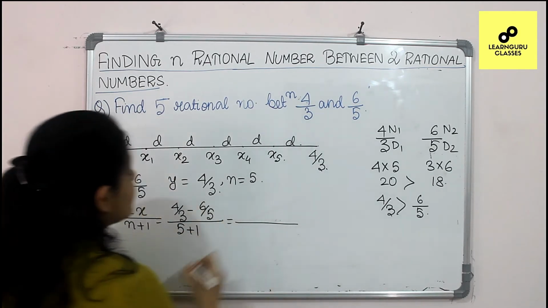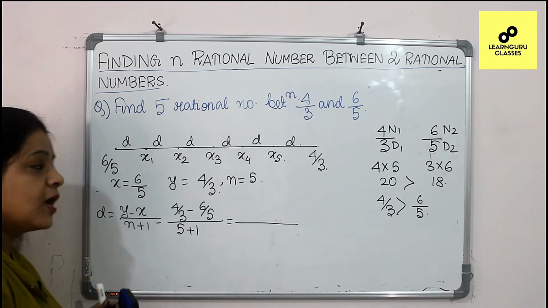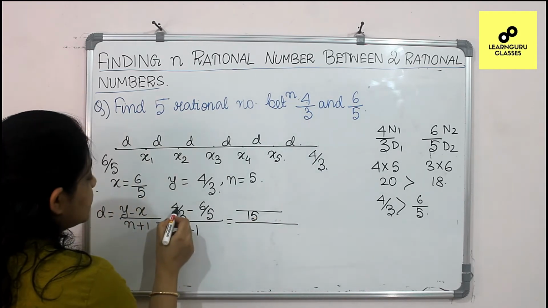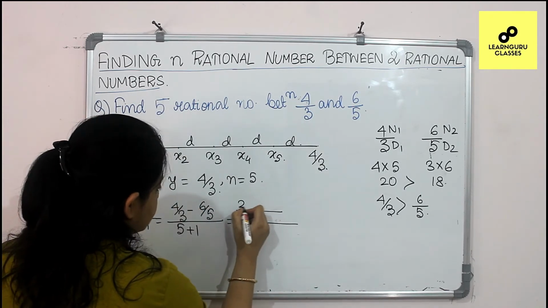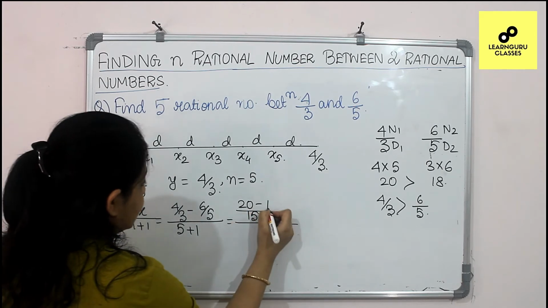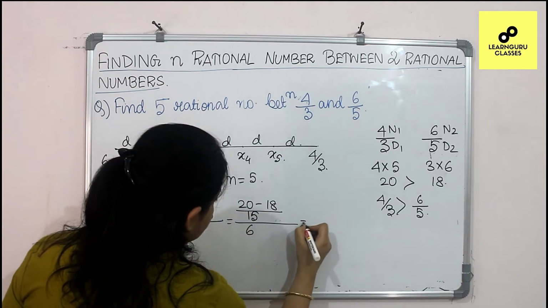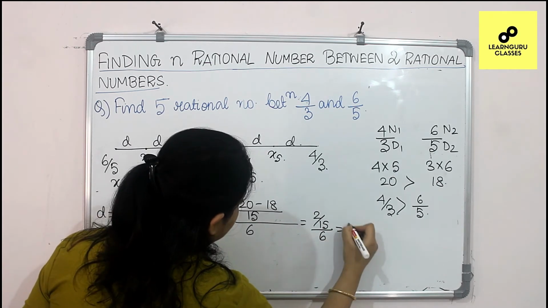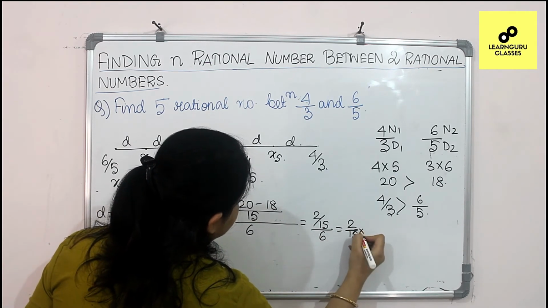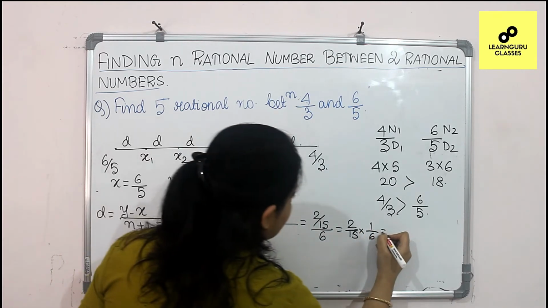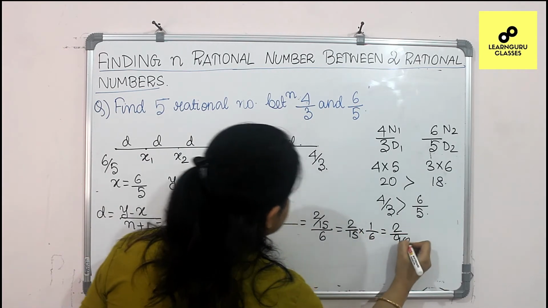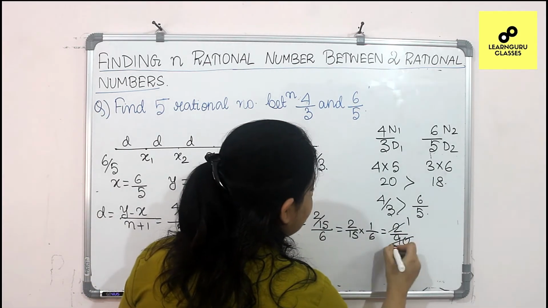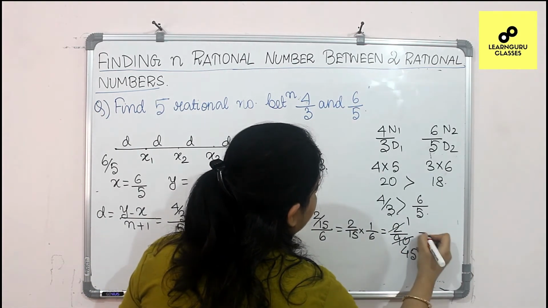So LCM of 3 and 5 is how much? LCM between 3 and 5 is 15. So 4 into 5 is 20, minus 3 into 6 is 18, and this is 2 by 15 divided by 6. So 2 by 15 into 1 by 6. So you are getting 2 by 90. So 2 by 90 you can further simplify into 1 by 45.